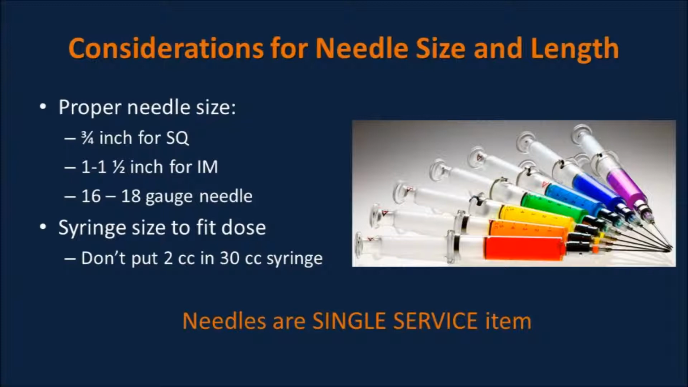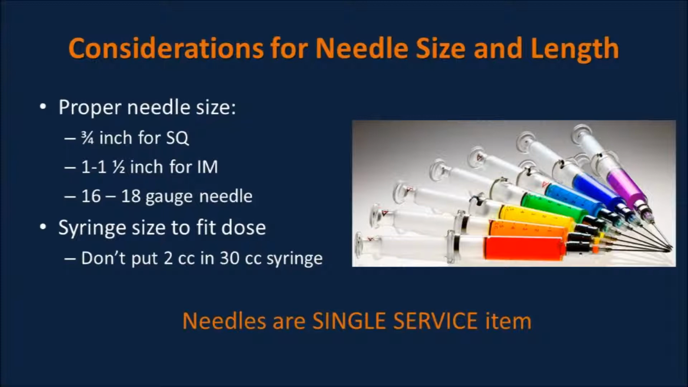Also, you will want to fit the diameter or the gauge of the needle based on the viscosity of the fluid that you are using. Gauges of 16 or 18 are plenty adequate for most of the uses that we will have in the dairy industry. You also want to use a syringe that fits the size or the dose that you are giving. So if you only have 2 cc's of a product, you do not want to use a 30 cc syringe.